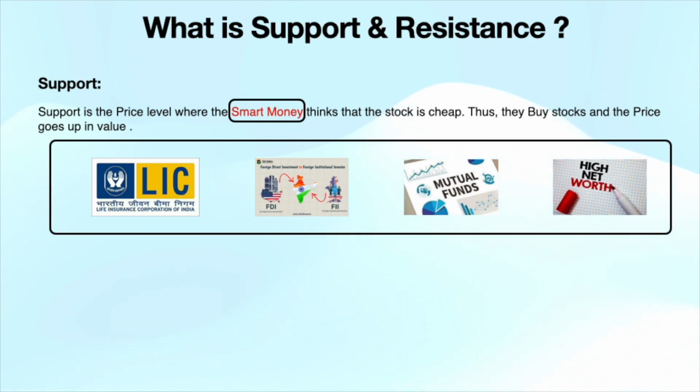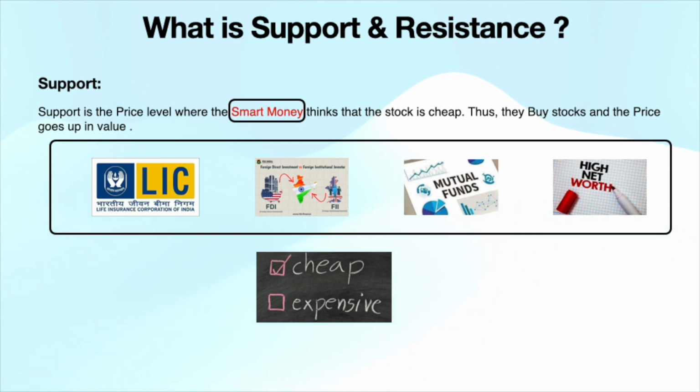These people have the capacity to move the market. If these operators think a good stock is trading at a cheap price, they will start buying these stocks. When they start buying, the stock price will go up and the demand for the stock will increase. If you identify support levels on a chart, you can easily identify where the smart people are buying the stock. At that time, even if we start buying the stock and the price goes up, we can book very good profits. So that is why we should know how to identify the support level on a chart.